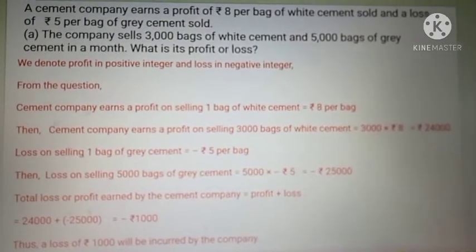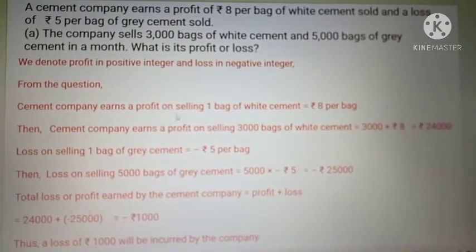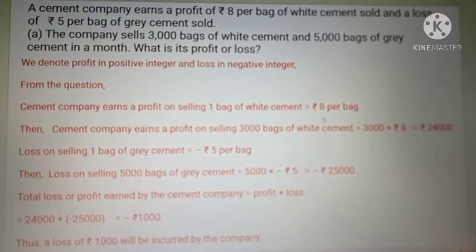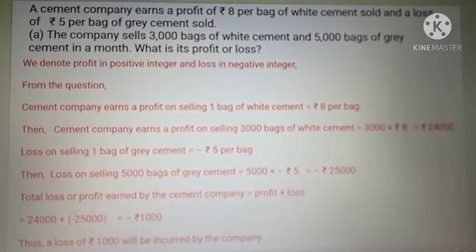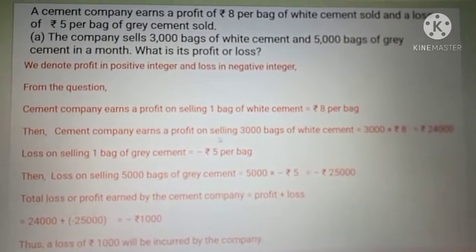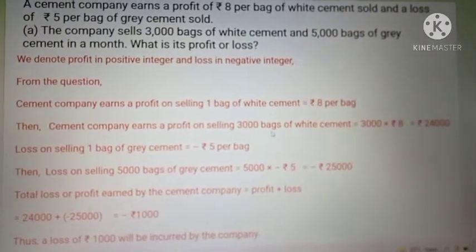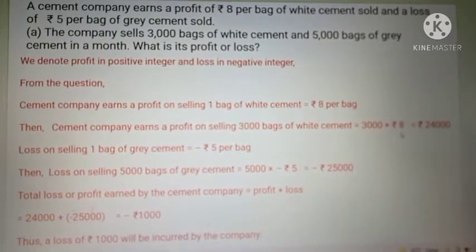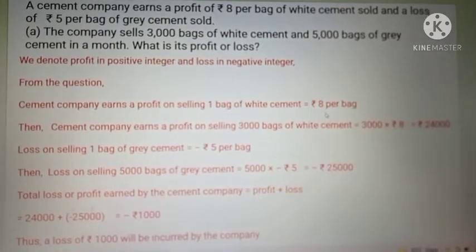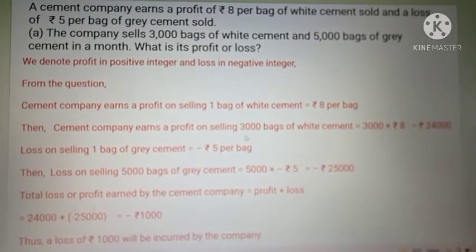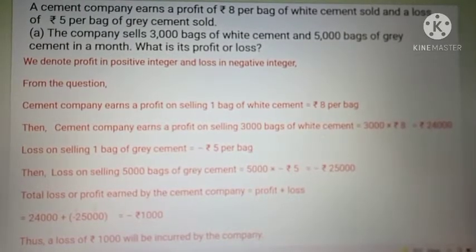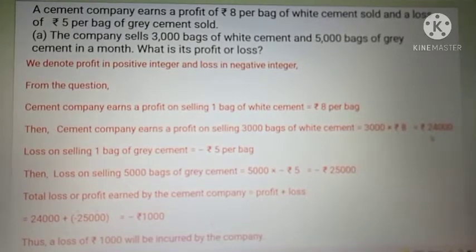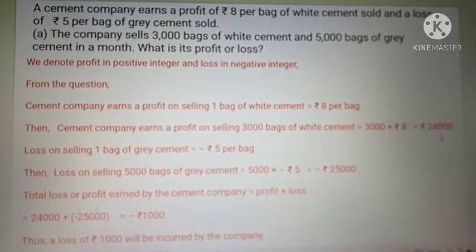From the question, a cement company earns a profit on selling one bag of white cement. It's rupees 8 per bag. Then the profit on selling 3000 bags of white cement is 3000 into 8, because for one bag it is rupees 8. So if they are selling 3000 bags, how much will be the profit? Multiplication: 3000 into 8 is equal to rupees 24,000.